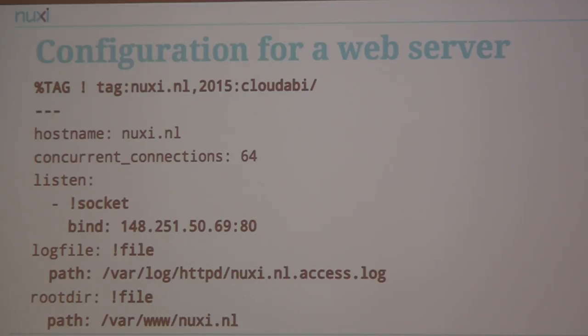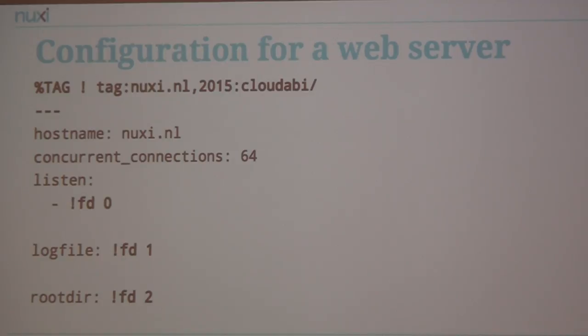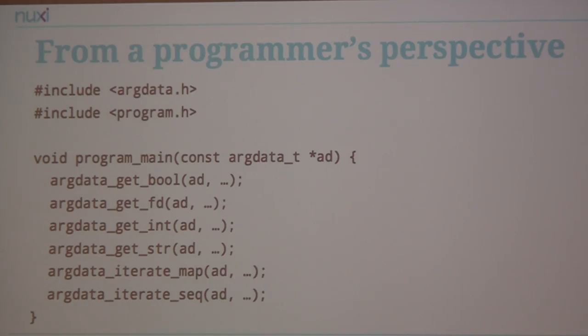So what you get is that after CloudABI run is finished processing this YAML configuration, you end up with this configuration, where instead of having the exclamation mark socket, you have the exclamation mark FD tags. And this is what's being passed on to the application. And CloudABI run makes sure that those file descriptors and only those file descriptors end up in the new target process. So it reunifies the way you can declare resources that a program depends on and actually configure it. So from a programmer's point of view, what does this look like?